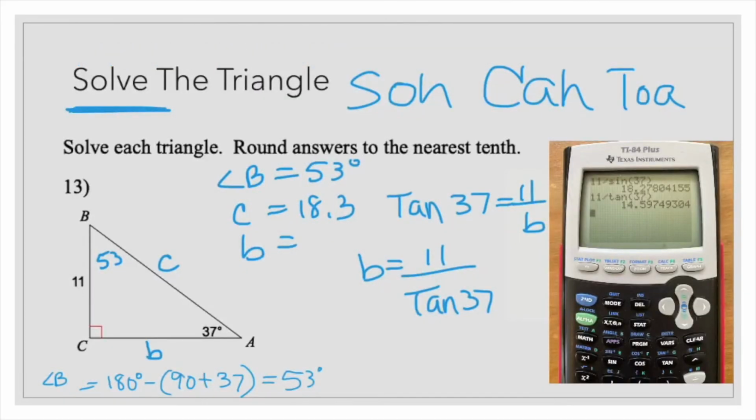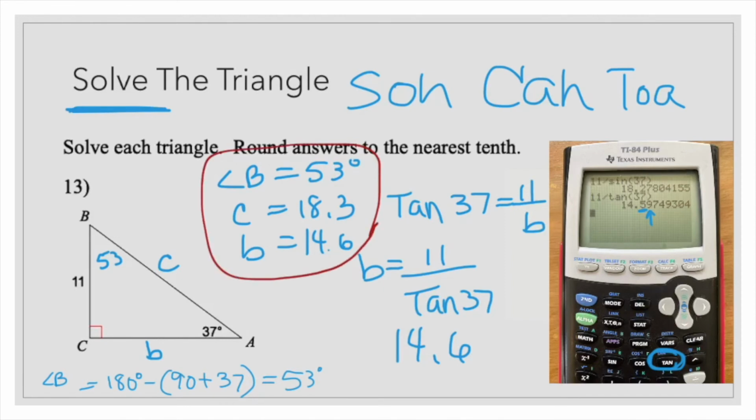So when I put it in my calculator here, I got 14.5, but I did not use the inverse. We already have the angle, so we don't need it. I just used the tangent button, 11 divided by tangent 37, and we get 14.59, so that 9 rounds the 5 up to a 6, 14.6. We have our three things. Remember, we're solving the triangle. We're finding all the missing pieces, angles and sides. We know all the sides now and all the angles. We're finished with this problem.